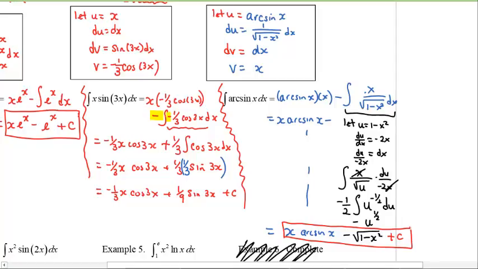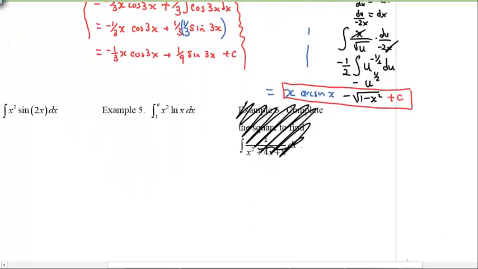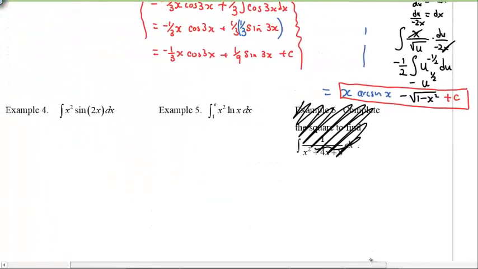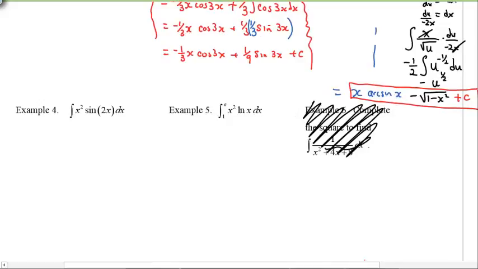You're like, wow. Yes, so integration by parts can also combine other integration methods. Yes. Calculus is getting scary, isn't it? All this stuff is coming together. All right, two more for today. I'll let you try example number 4.